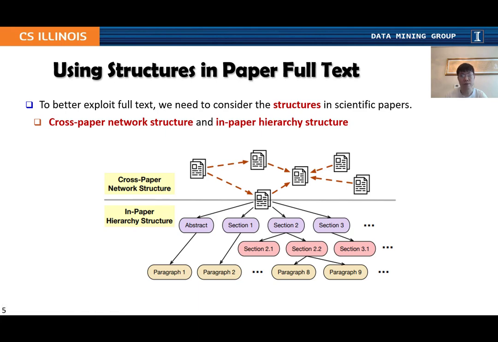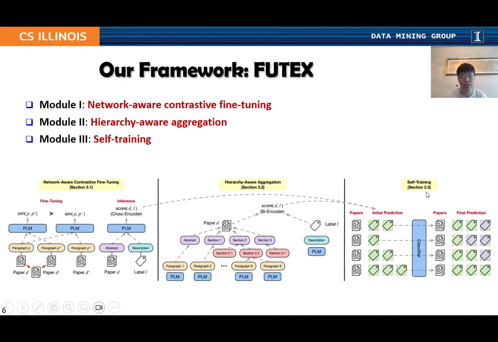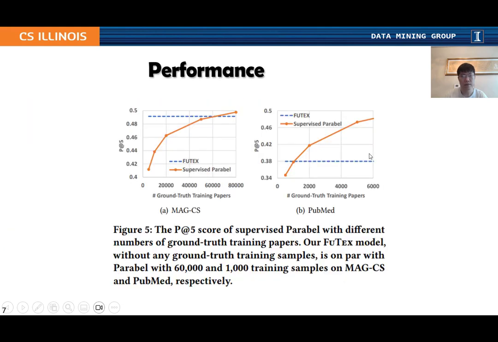So in this study, we propose to utilize two types of structures: the cross-paper network structure, which reflects the citation links among papers, and the in-paper hierarchy structure, which reflects the organization of each paper's sections, subsections, and paragraphs. We propose a framework called FieldText, consisting of three modules: network-aware contrastive fine-tuning, hierarchy-aware aggregation, and self-training.